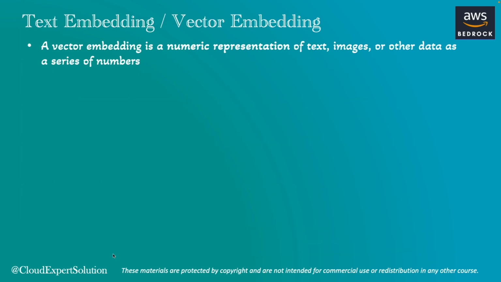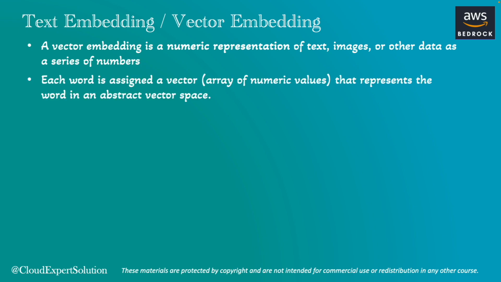Next, we are going to review vector embedding or text embedding. A vector embedding is a numeric representation of text, image, or other data as a series of numbers, like coordinates on a map. And these numbers capture the meaning and relationship between the items. Under vector embedding, each word is assigned a vector, that is an array of numeric values, which represents the word in an abstract vector space. Think of it like GPS coordinates.